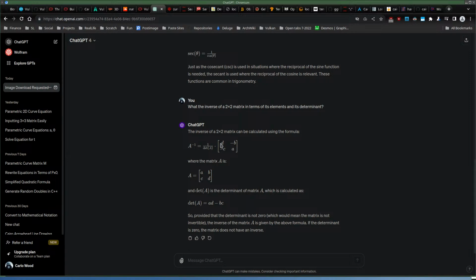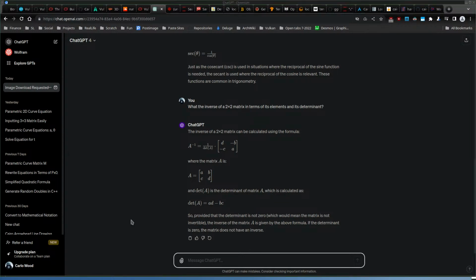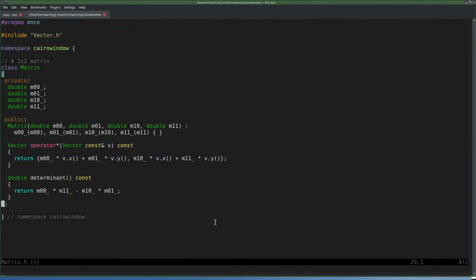So we swap this one cross and those, and then those all become negative as well, and then you have to divide it by the determinant. Okay, matrix inverse, const, return.